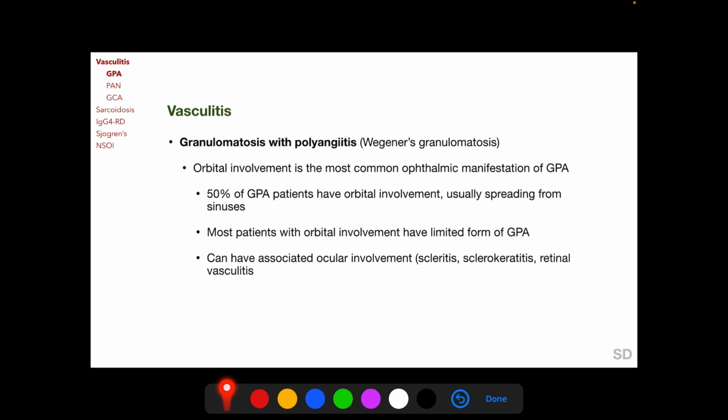Vasculitis, which can cause orbital inflammation, includes granulomatosis with polyangiitis, polyarteritis nodosa, and giant cell arteritis. Granulomatosis with polyangiitis, previously known as Wegener's granulomatosis, is a systemic vasculitic disorder in which orbital involvement is the most common ophthalmic manifestation. 50% of GPA patients have orbital involvement, usually spreading from the sinuses. Most GPA patients with orbital involvement have a limited form of GPA without involvement of the kidney and the lungs. And other ophthalmic involvement can be scleritis, sclerokeratitis, and retinal vasculitis.